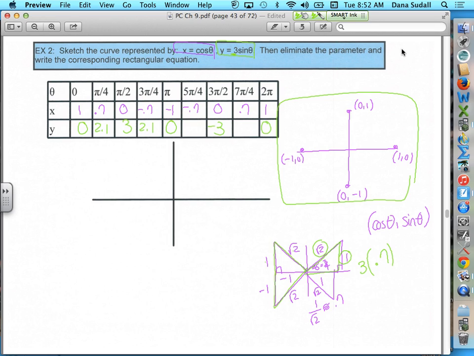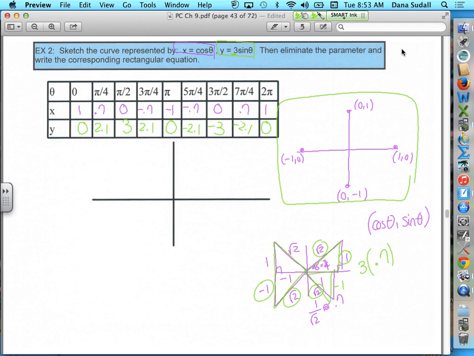In the third quadrant, sine's negative 1 over root 2, which is about negative 0.7, times 3 would give me negative 2.1. And then finally, at 7 pi over 4, the sine is still negative. It's negative 1 over root 2 again. Times that 3 gives me about negative 2.1.